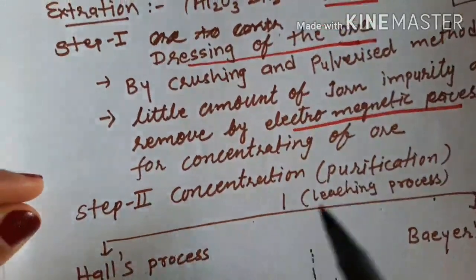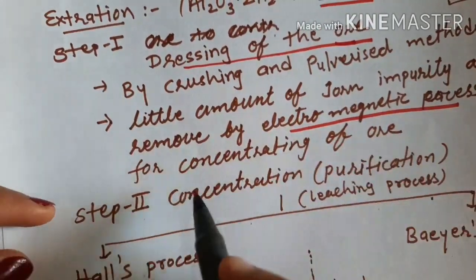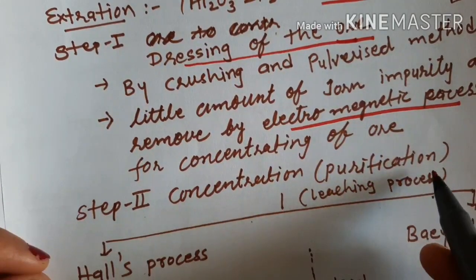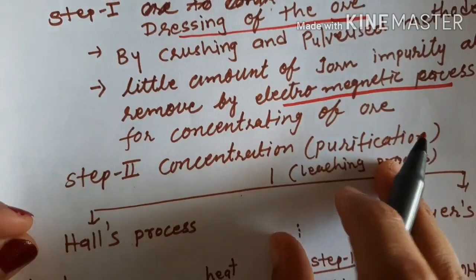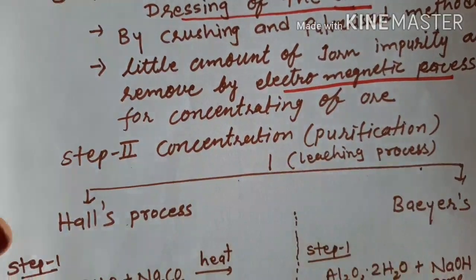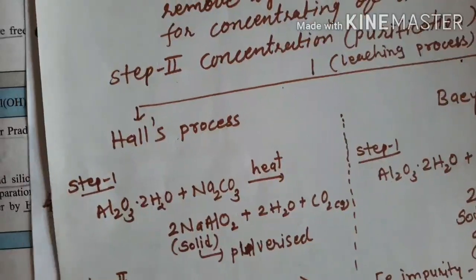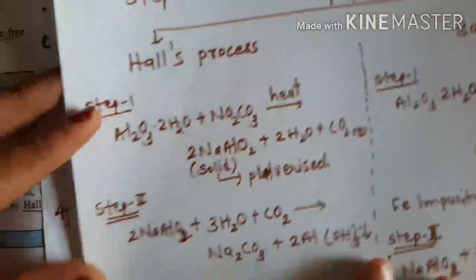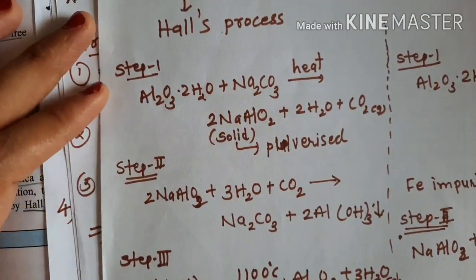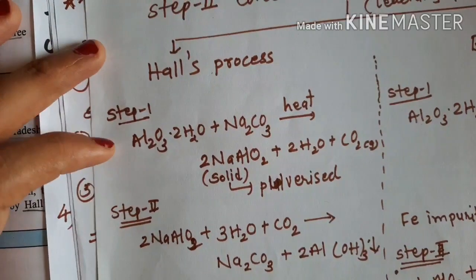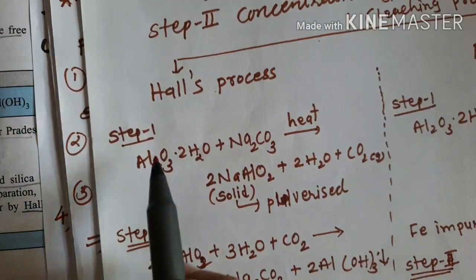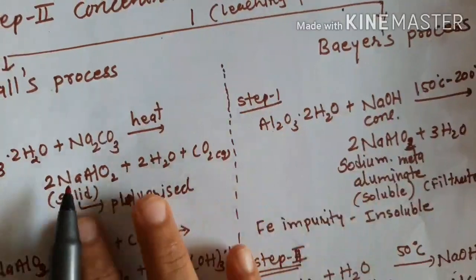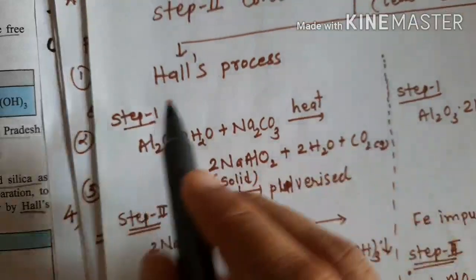Now after the dressing we have to convert it into the concentrate. Step number 2, the concentration or purification. There are two methods for concentration and purification, that is Hall's process and the Bayer process. First we learn Hall's process. Both processes have three steps, so I will explain turn by turn. First I am explaining Hall's process.